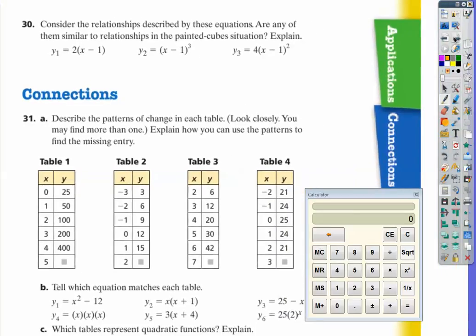Consider the relationships described by these equations. Are any of them similar to the relationships in the painted cubes? All right. This is a linear relationship because there's nothing squared here. And that was just like the two faces. This is third power, so this relates to the 0 faces painted, and this is squared, so it's the same thing. It's a quadratic because we have it squared, so that's one face. That's it.